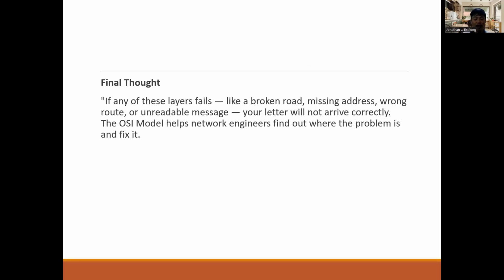So, our final thought: if any of these layers fails, like a broken road, missing address, wrong route, or unreadable message, your letter will not arrive correctly. The OSI model helps network engineers find out where the problem is and fix it. So that is the OSI model in a real world example so that you can easily understand.